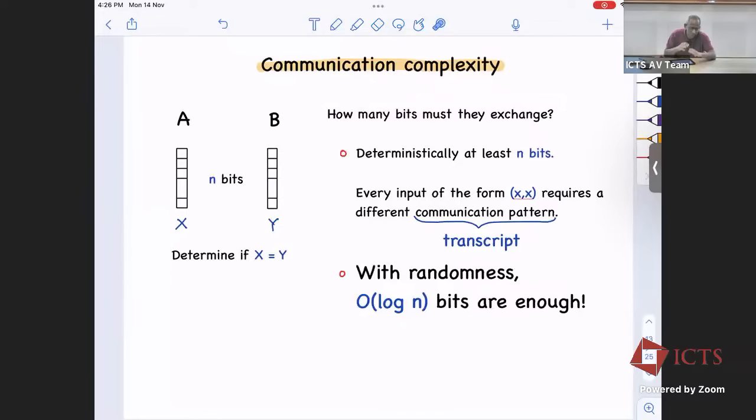So there will be a 1 over epsilon squared, or sorry, maybe log 1 over epsilon. Yeah, log 1 over epsilon. So as epsilon becomes smaller and smaller, your communication has to increase. And when you get to certainty, you have to send n bits.